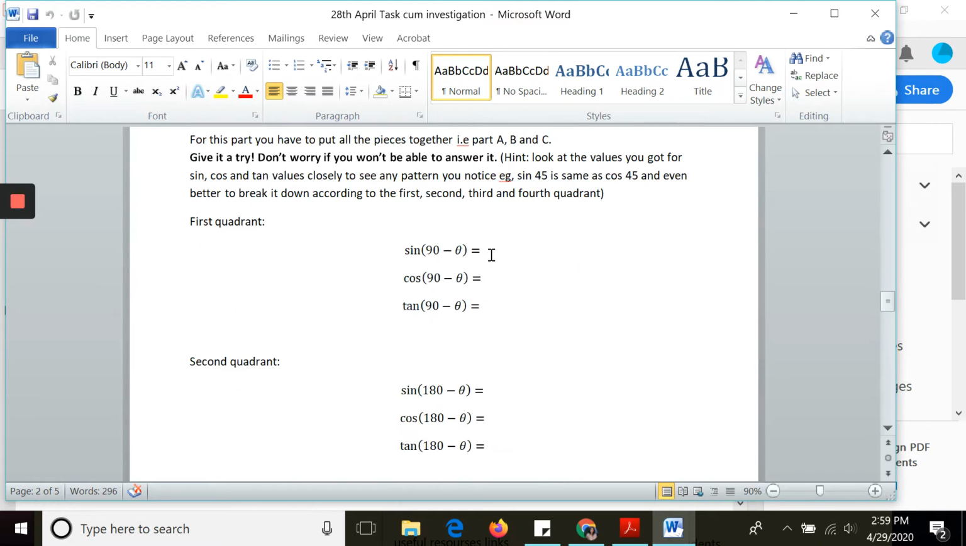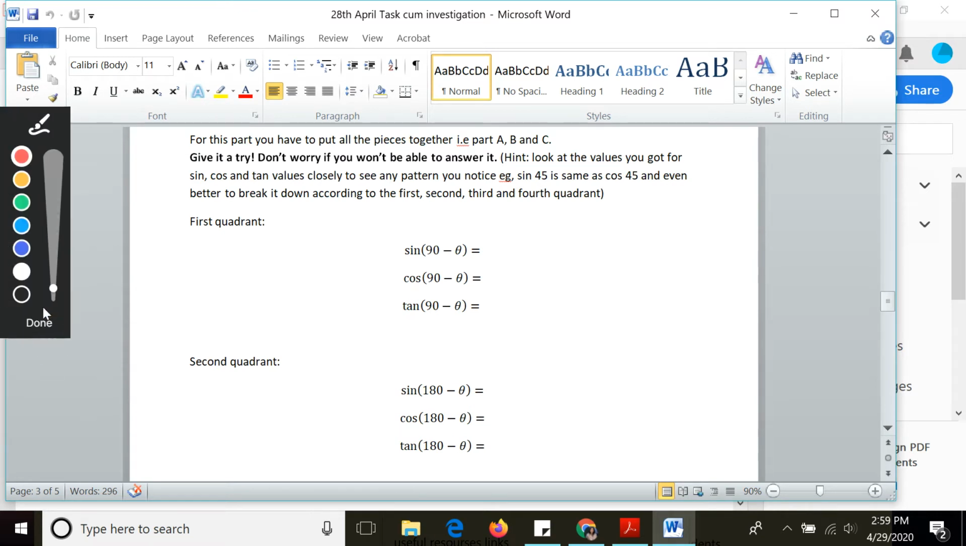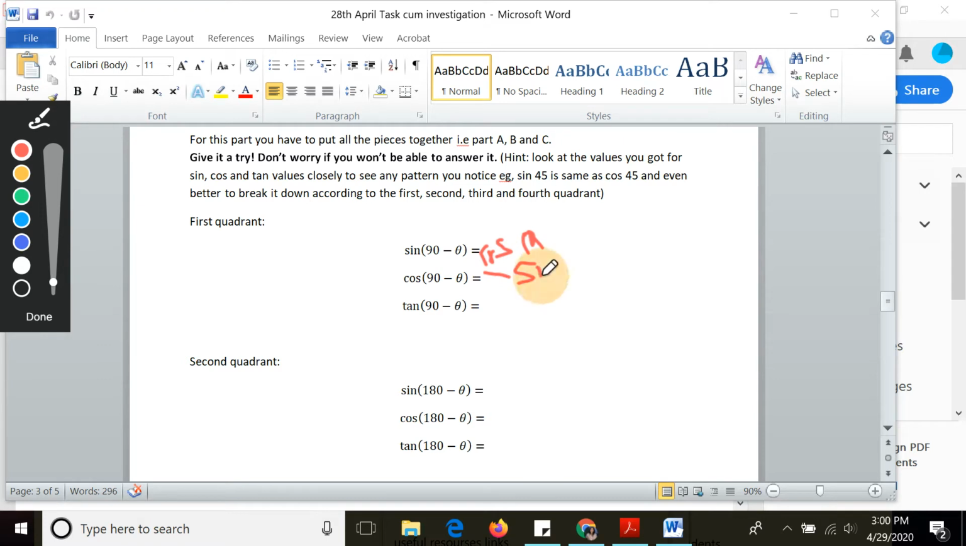And you know in first quadrant, this is positive. So this was cos theta. So cos theta. Okay, I don't know what's wrong. I'm not able to write down here. And this one was sine theta. So this is sine theta.